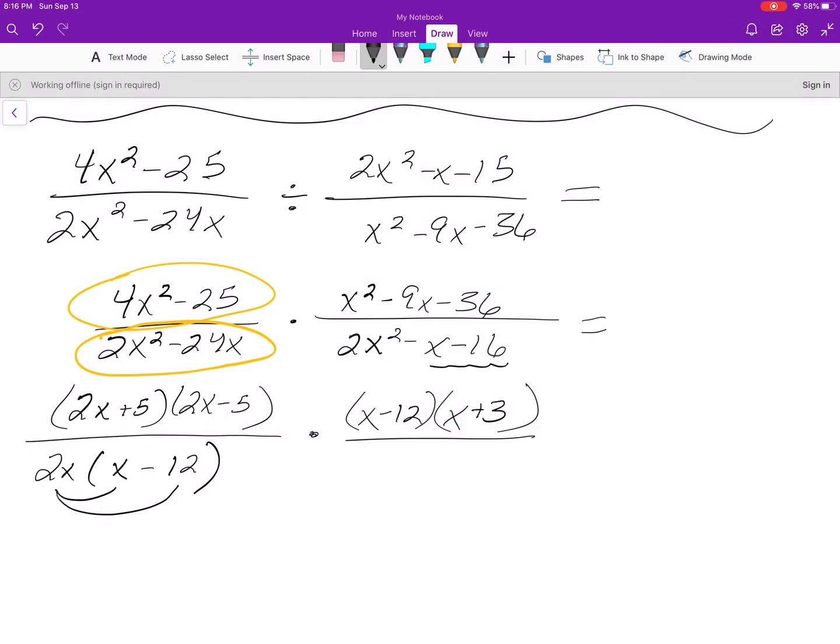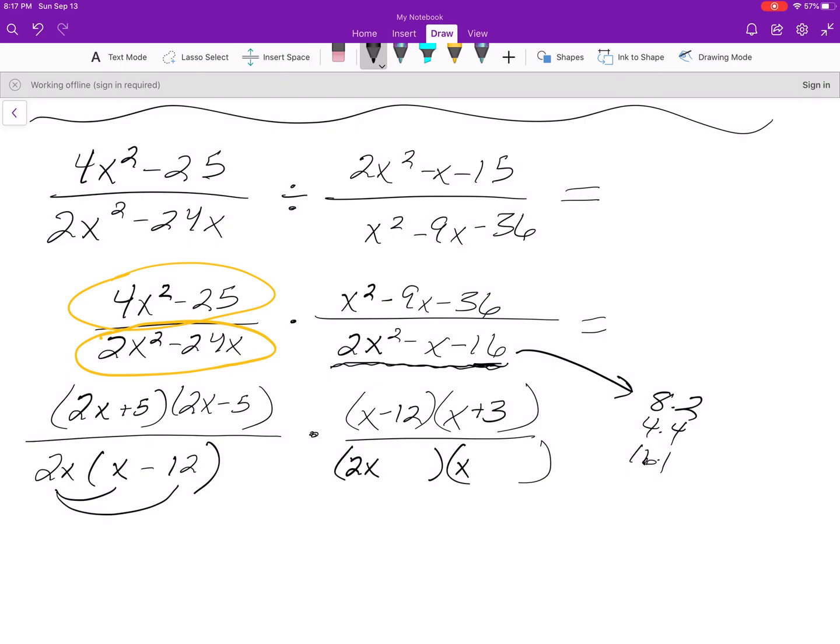And then the bottom, that's one of those hard ones. Those are harder to factor, but not too bad because 2x squared can only be 2x times x. And then 16 could be 8 times 2, 4 times 4, 16 times 1. Let's see, if we went 4 and 4, I don't think that's going to work. 8 and 2. I don't know that that's going to work either. Is it 4 and 4?